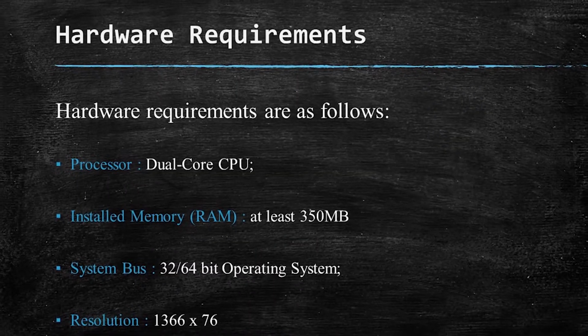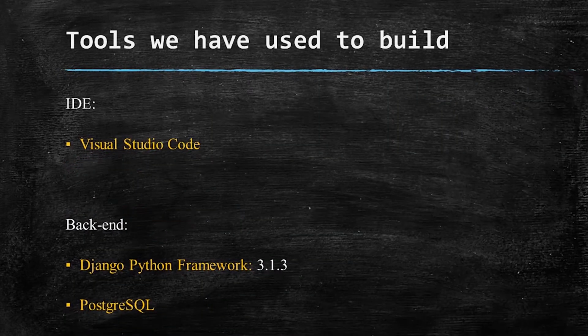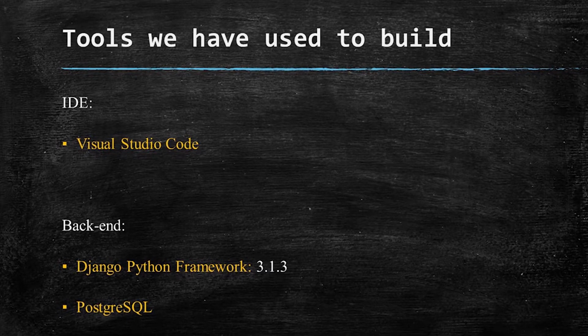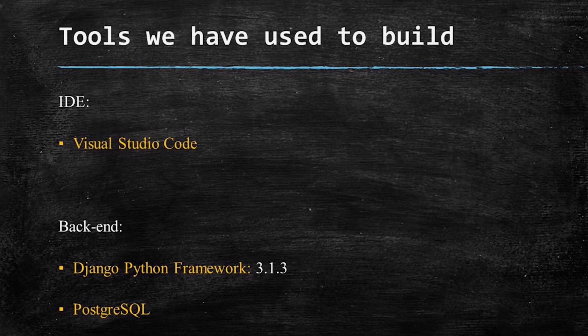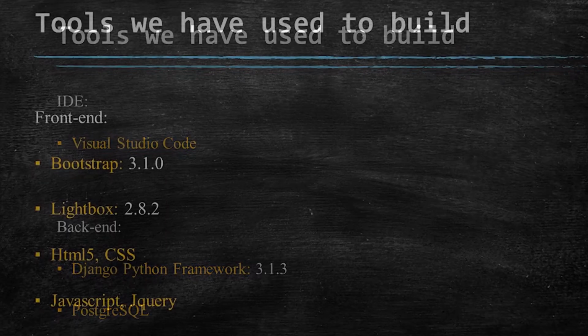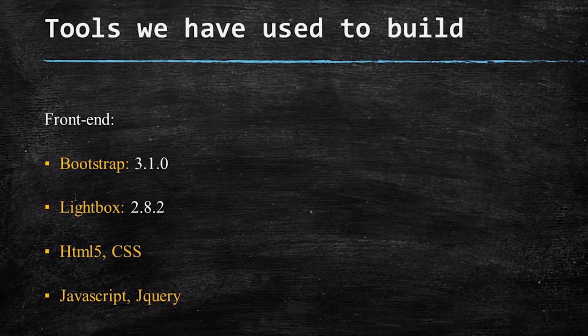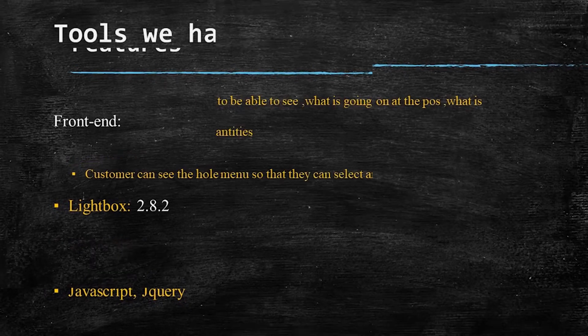The hardware requirements for our restaurant management system are here. Tools we have used to build our restaurant management: for backend, we have used Python, Django framework and PostgreSQL for database. For front-end development, we have used Bootstrap, Lightbox, HTML5, CSS, JavaScript and jQuery.